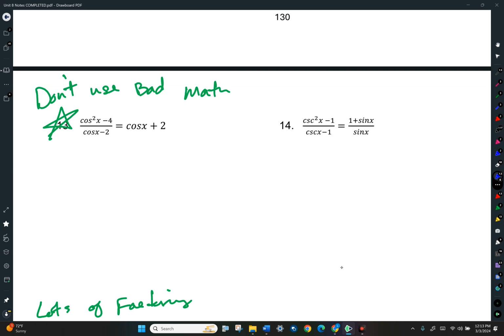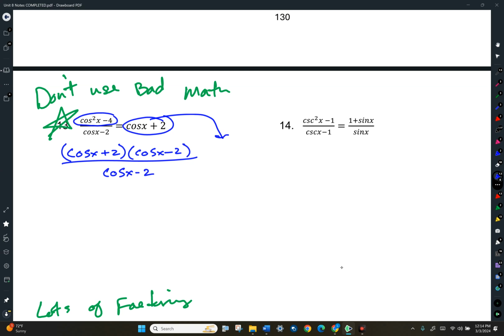So for that numerator, cosine squared minus 1, I could turn that into cosine plus 2 and cosine minus 2. That's just this numerator, factoring difference of squares. And that's all over cosine minus 2. And we're trying to get that to equal that right side, which is cosine plus 2.